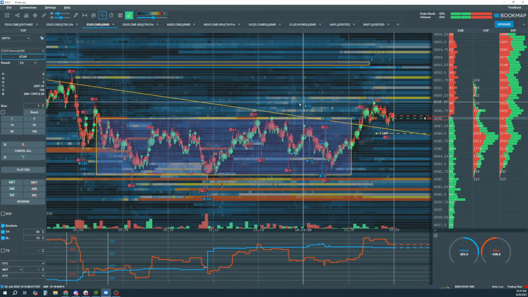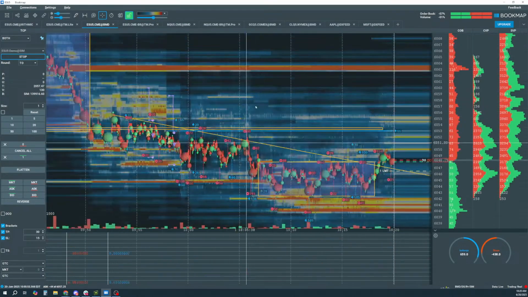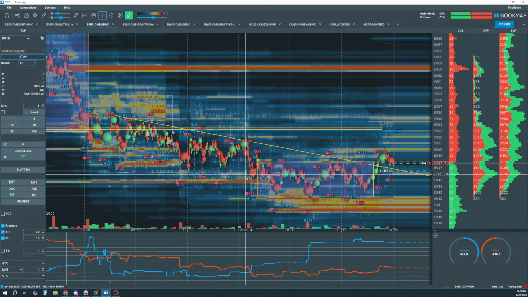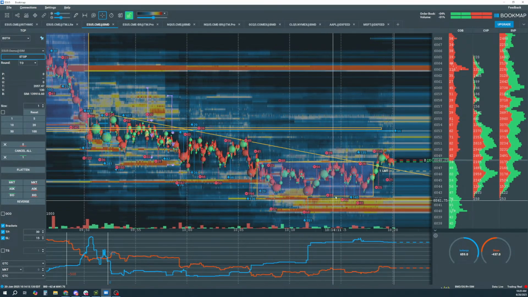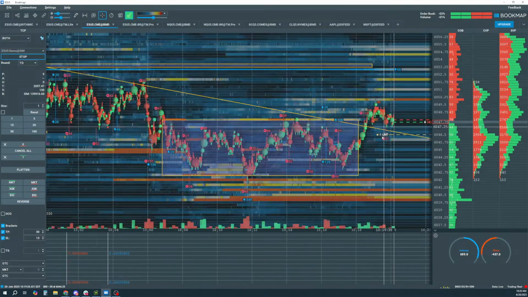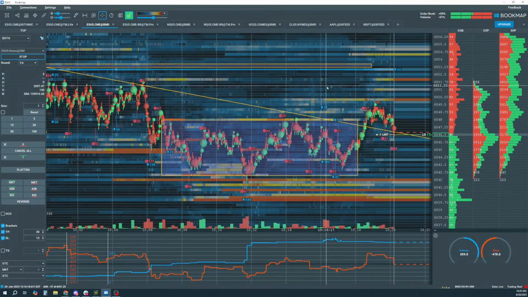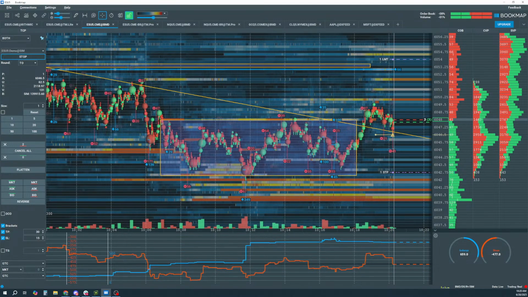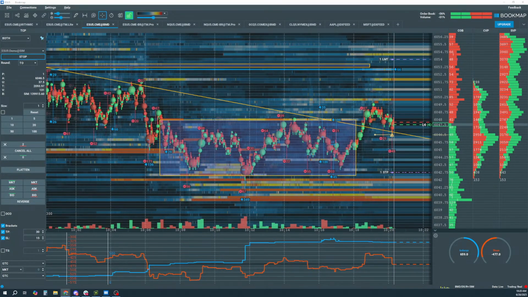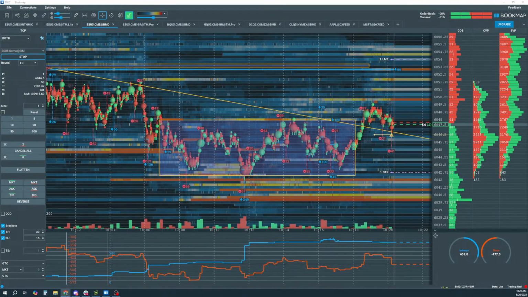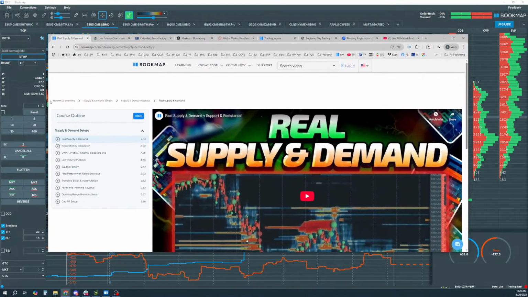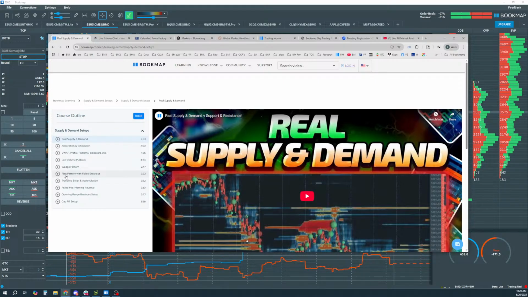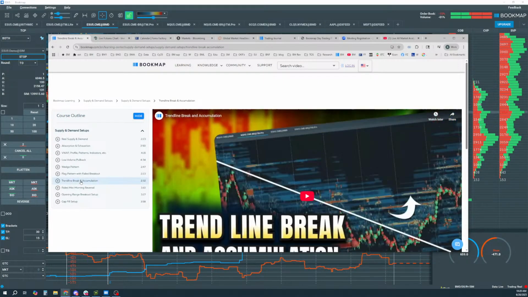So right now, just kind of looking for, again, putting these pieces together with that passive liquidity here getting filled. And then we're going through one of the setups in here, the trend line break and accumulation. This is on the Learning Center here. Let me show you where. Okay, so from the course here, click on that, and then it's this video here, trend line break and accumulation.